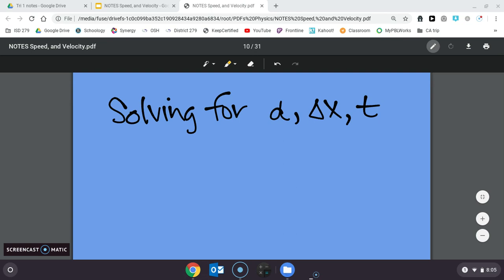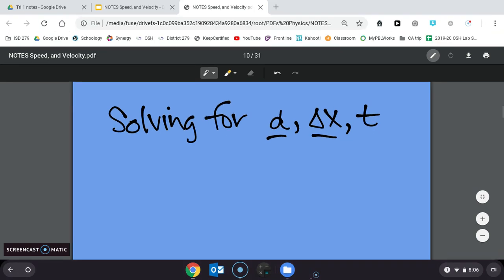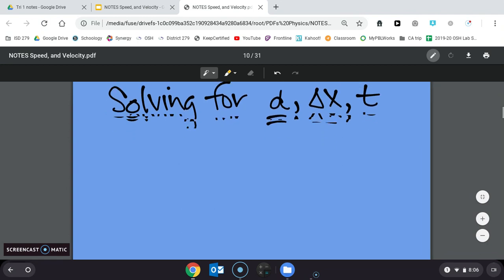So D, remember, goes with speed. So D is something we solve with speed. Delta x, or displacement, goes with velocity. T goes with both. Now you can solve these all just using straight algebra, plugging them into the equation and solving for the missing variable like you would in algebra. But sometimes everybody's got different comfort levels with that. And so what I'm going to do is show you a quick and easy way to rearrange the equation beforehand, and you'll always get the right answer.